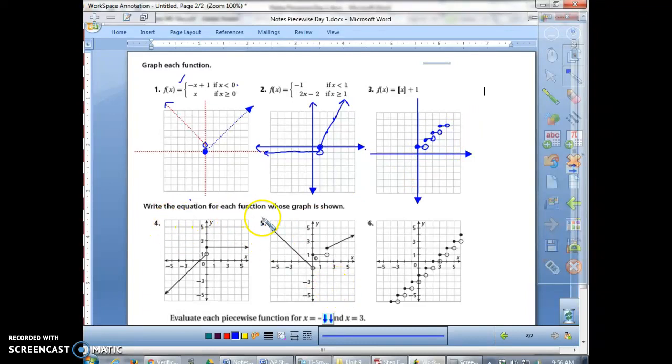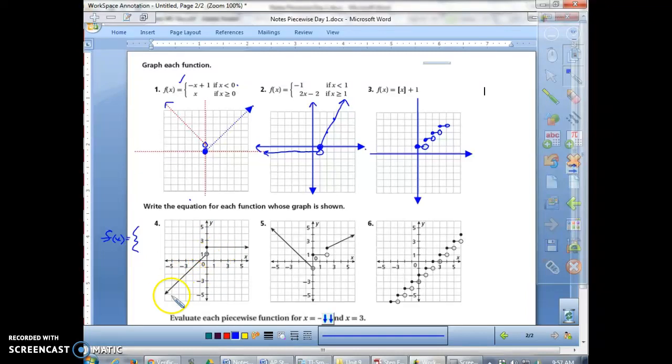Okay, now, write the equation for each function whose graph is shown below. So this is what we were just doing, but the opposite. And we actually focus a little bit more on this tomorrow. Now, so this first line right here, let's write f of x is equal to, and then some people like to do the domain first. So I'll kind of do it both ways.